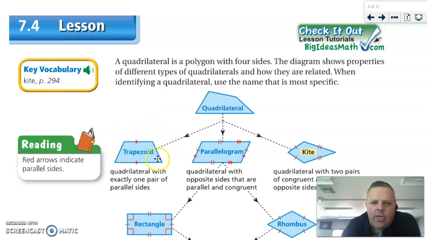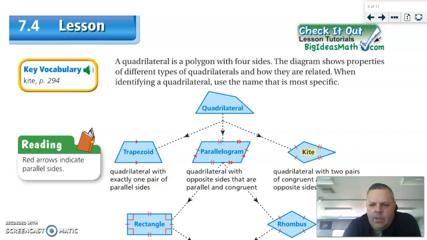We have a trapezoid. A trapezoid is a quadrilateral with exactly 1 pair of parallel sides. You'll see these arrows right here. That means that these 2 lines right here on top and on the bottom are parallel. Parallel means that they will never intersect, they will never cross, they will never meet. So parallel lines. A trapezoid has 1 pair, exactly 1 pair.